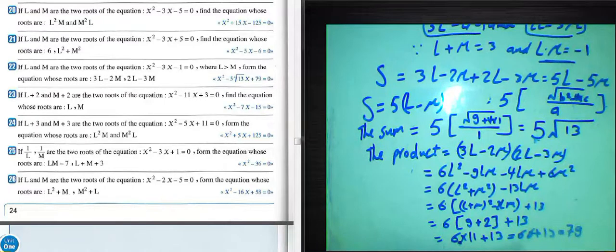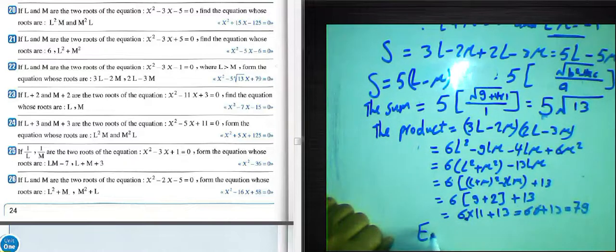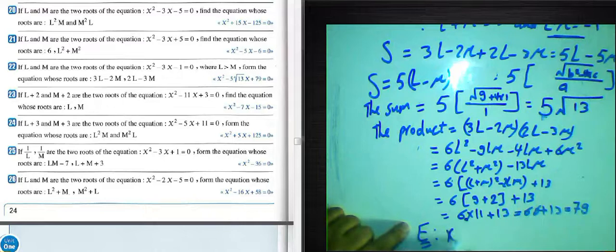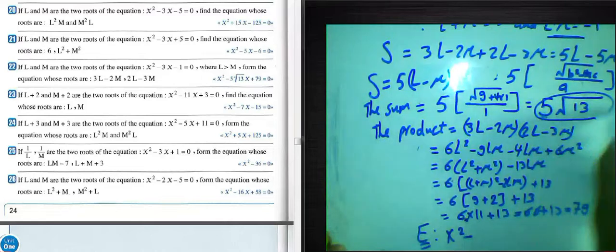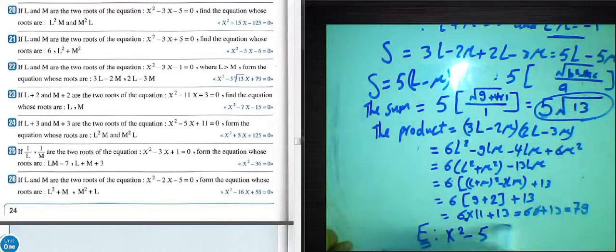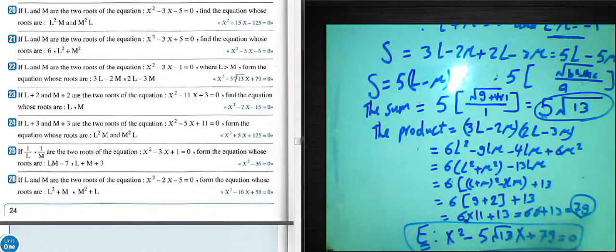Okay, so we can write the equation. It refers to the equation. Okay, the equation will be x power 2, subtract the sum, which was 5 root 13, x, and the product was 79, plus 79 equal 0. Okay, this is the equation. It's easy for you or not? You must know all the steps.